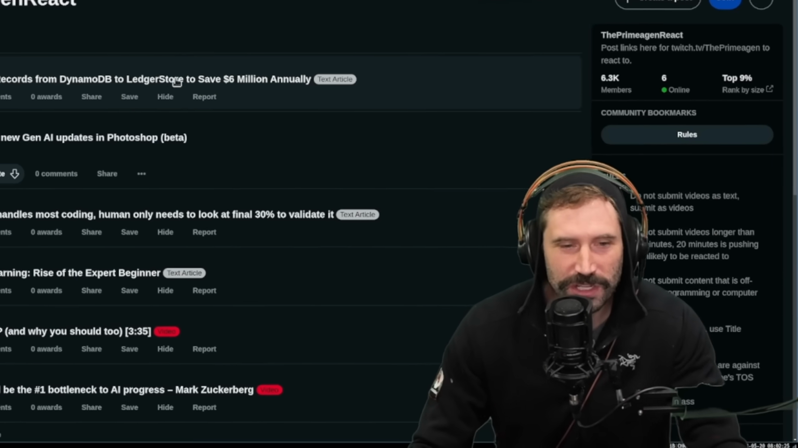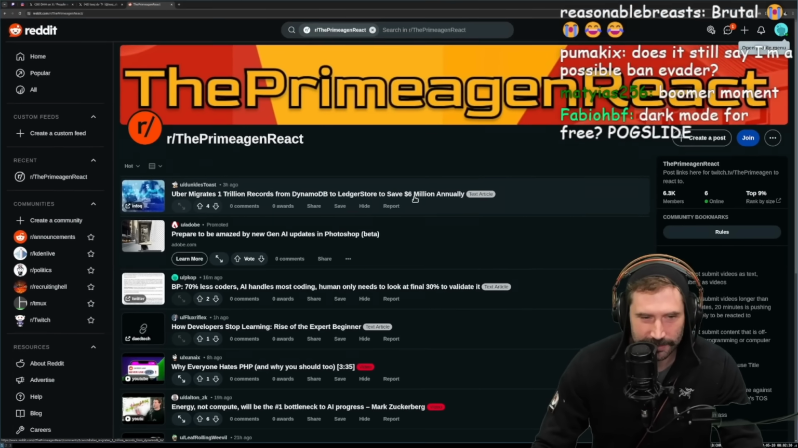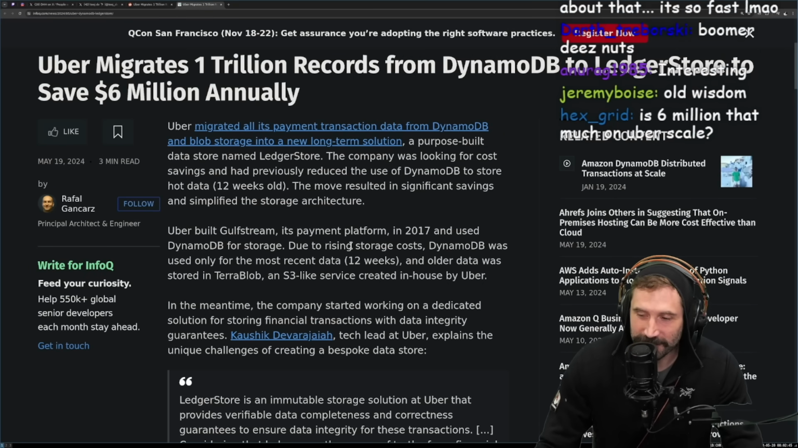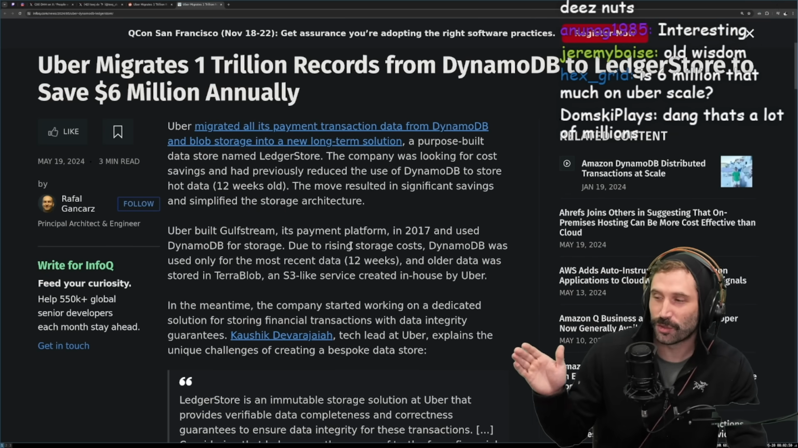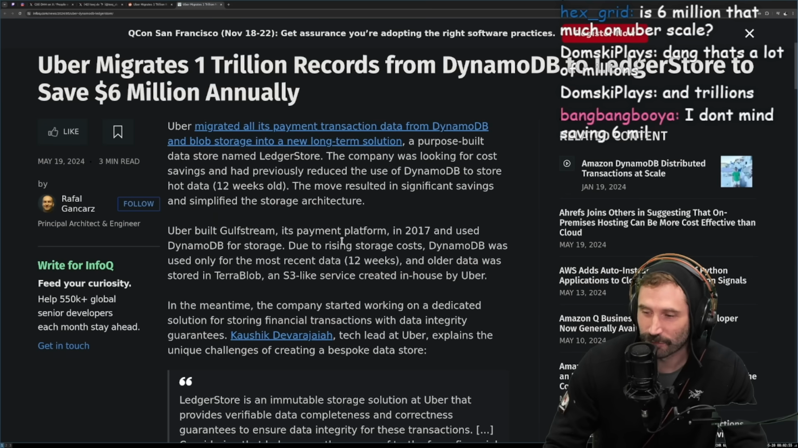Uber migrates 1 trillion records from Dynamo to Ledger Store and saves $6 million annually. I mean, that sounds exciting. I mean, it only took 40 engineers. It took 40 engineers and $20 million a year in maintenance, but man, we're saving $6 million right now.